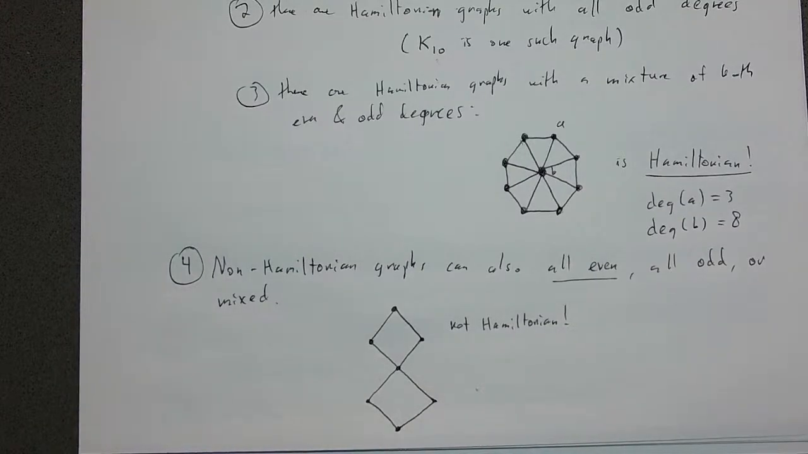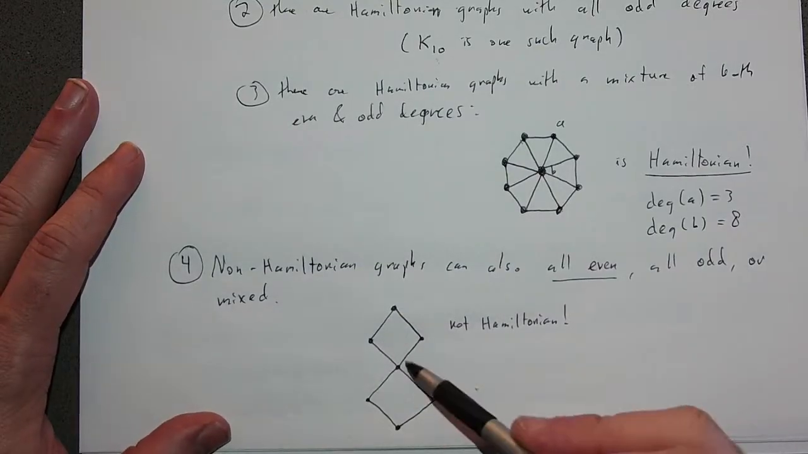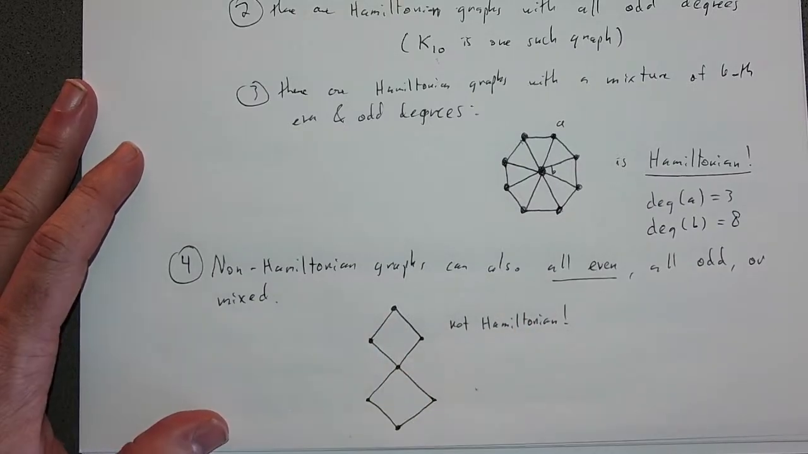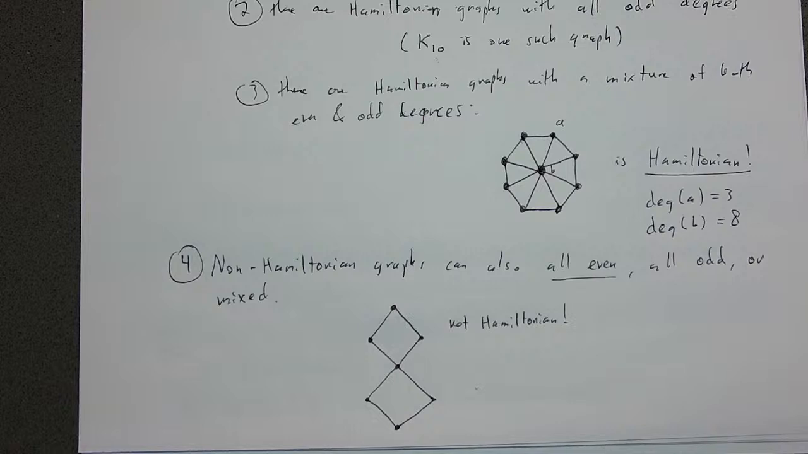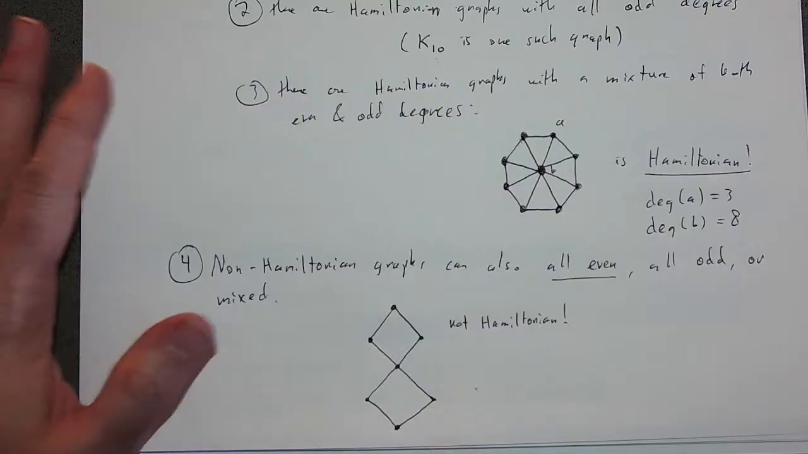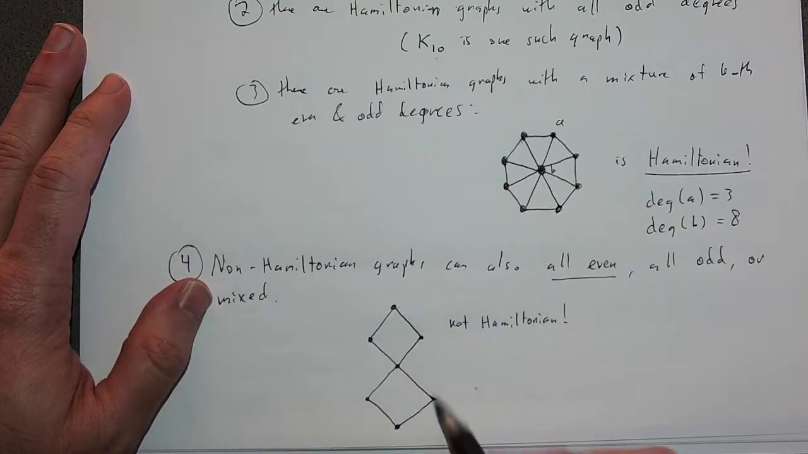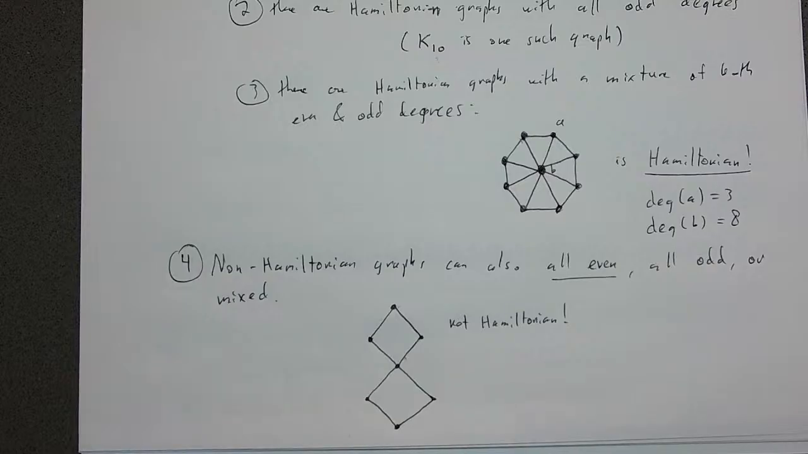So that is where this is. We can't talk about a single cycle here. This is made up of two cycles, right? It's literally two cycles stuck together at a vertex. Okay. So here's one, but all of the degrees are even here. So they're all 2 or 4, right? Everything has degree 2 except this one, which has degree 4. So all even, but this is not Hamiltonian.